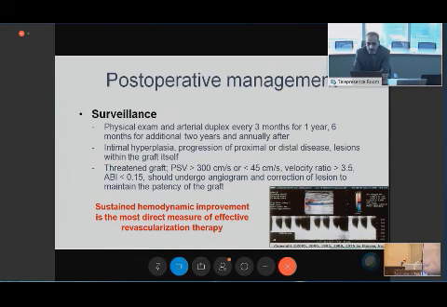Post-operative surveillance is very important to keep that pulsatile flow going until we heal the ulcer and hopefully to prevent recurrence as well. We perform physical examination and arterial duplex every 3 months for 1 year, then 6 months for an additional 2 years, and annually after, lifelong. We're looking for intimal hyperplasia, especially at the proximal and distal anastomosis, progression of the proximal or distal disease, or lesions within the graft itself.